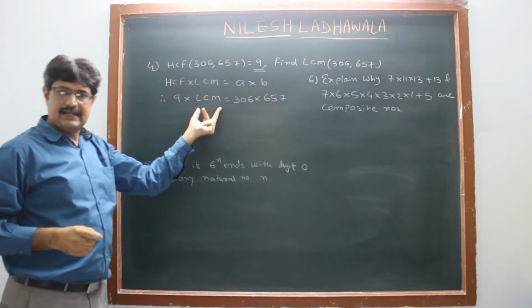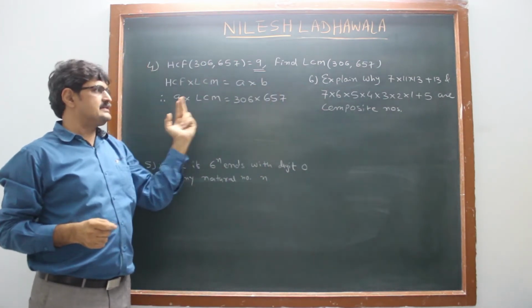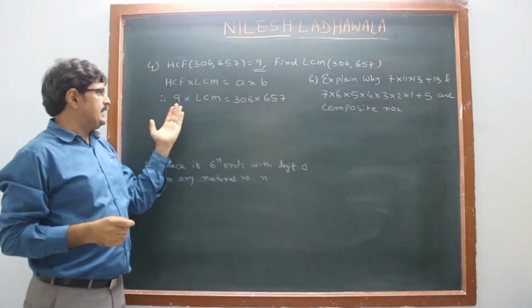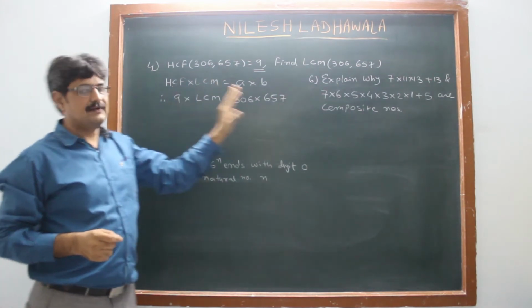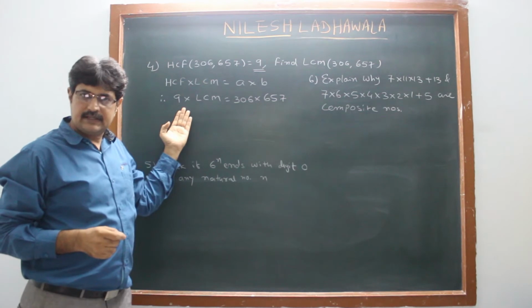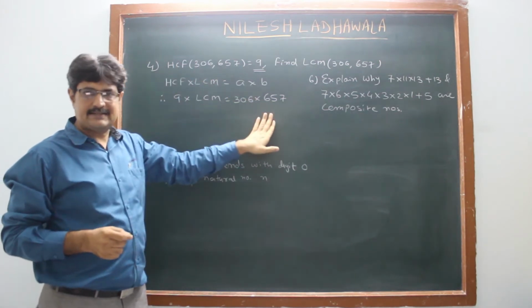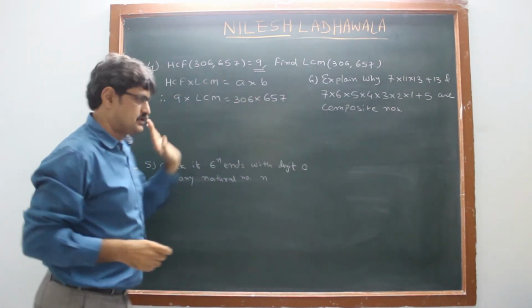Now we need LCM, so we will take this 9 to the right hand side. As the 9 moves to the right hand side, here it is in multiplication, and if it goes to the right side, it will be in division.